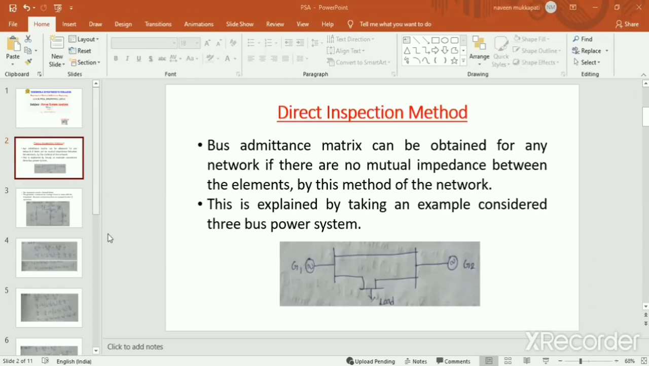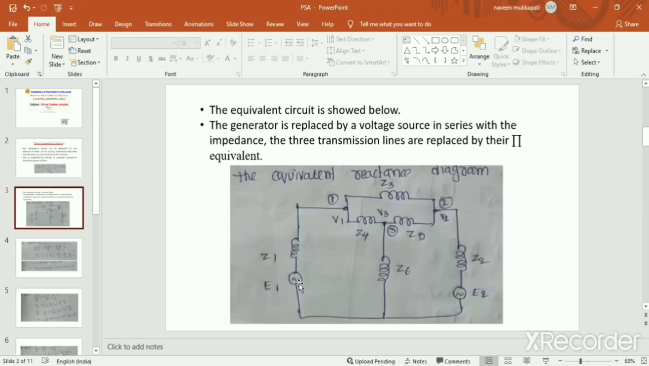What is the equivalent reactance for G1? It is Z1 in series with E1. For G2, it is Z2 in series with E2. The load is Z6, connected from bus 3 to reference. We have 3 buses, that is bus 1, bus 2, bus 3.